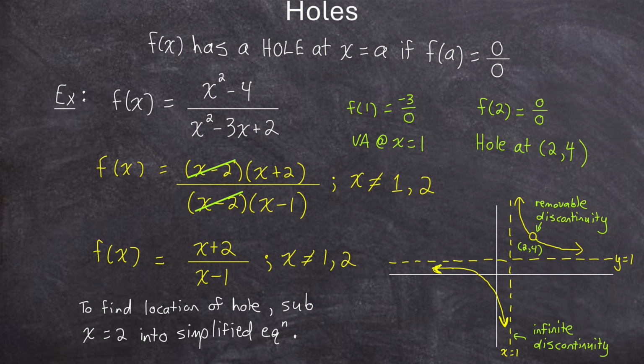And also because the degree of the numerator and denominator are equal to each other, they're both degree 2, there's a horizontal asymptote at y equals the quotient of the leading coefficients, 1 divided by 1, which is why there's a horizontal asymptote at y equals 1.